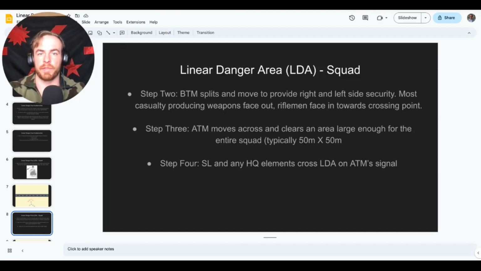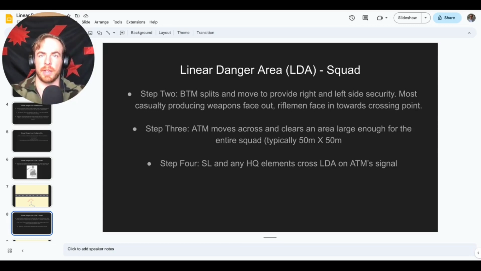So step 3, Alpha team is going to move across, and they're going to clear an area large enough for the rest of the squad. So typically about 50 meters by 50 meters, and they're going to signal back to the squad leader. So squad leader receives signal, it's all clear, usually just like a thumbs up, or in periods of limited visibility, the number combination with the IR on your NODs, or a laser signal, something you can see in the dark. It's kind of hard to see a dude giving a thumbs up under NODs, but it can be done.